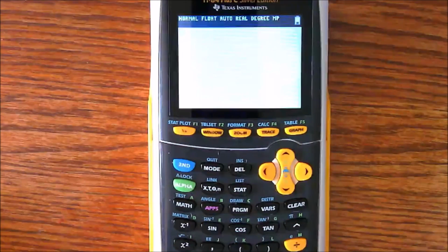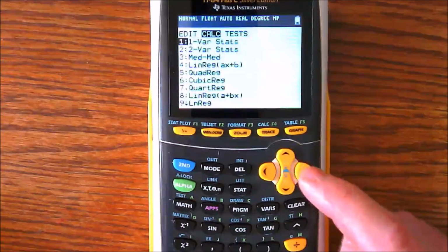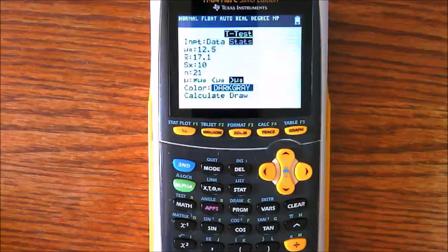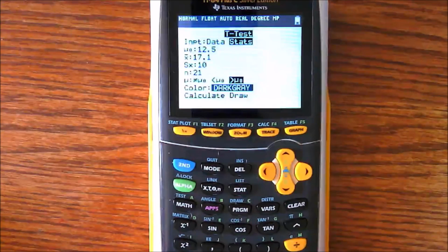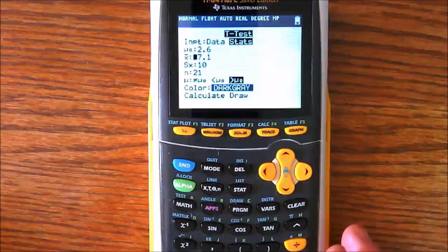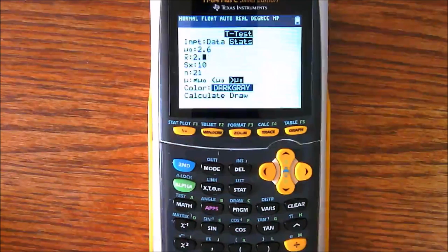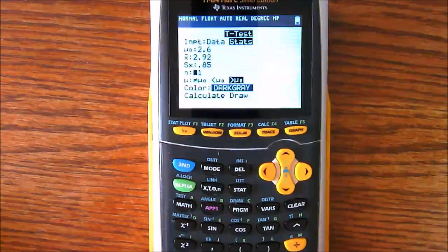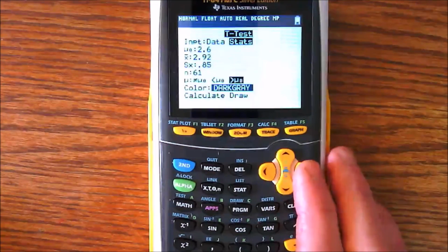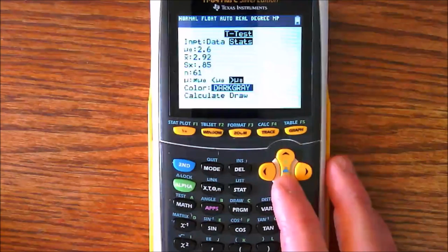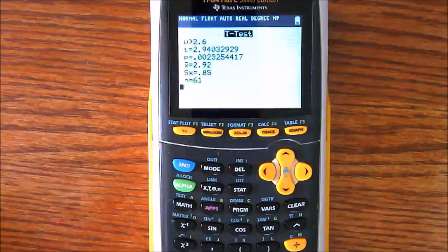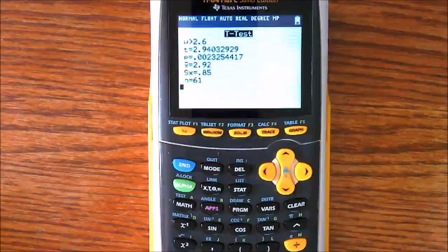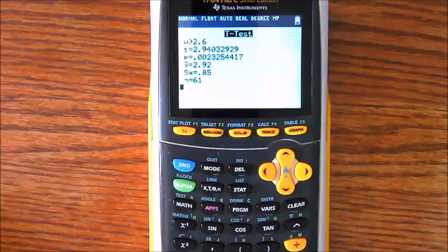The last problem about arrowheads, we're going to do stat tests. T-test, because we don't know the population standard deviation. Maybe that'll be the last time I say that. 2.6, I got a sample mean of 2.92. I got a sample standard deviation of 0.85. The sample size was 61. And we were still going for greater than the average, seeing if they increased. Calculate. And again, we got our t-score, our p-value, and that's what we're going to use for now to compare against the alpha, or the level of significance.